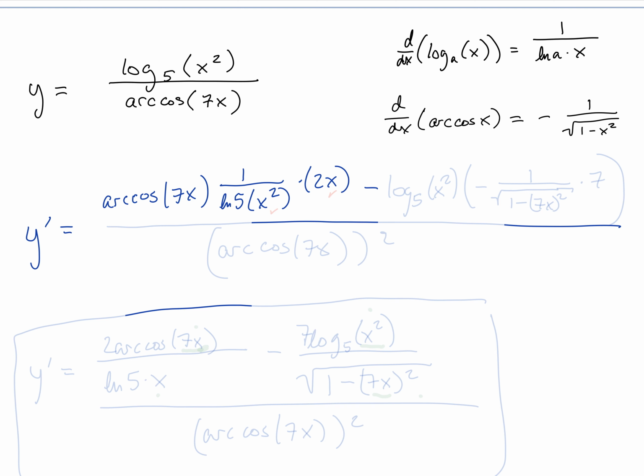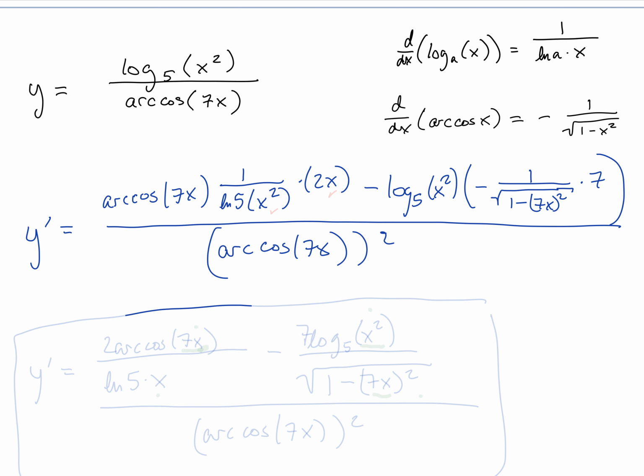The derivative of x squared is 2x, minus the top, log base 5 of x squared, times the derivative of the bottom. Derivative of arc cosine is negative 1 over square root of 1 minus the inside squared, so 1 minus (7x) squared, times the derivative of the inside, that's 7. All divided by the bottom squared. So all divided by arc cosine of 7x squared. So that is our derivative.